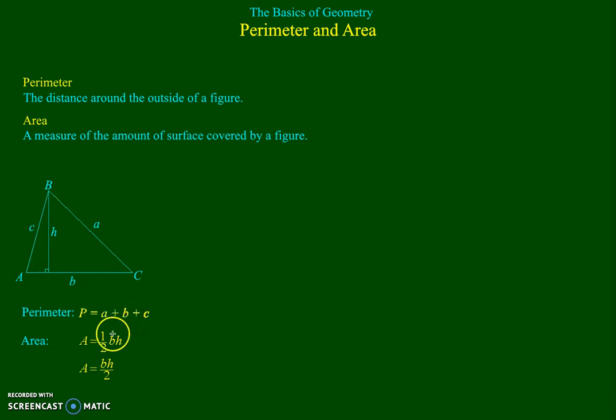The area of a triangle, hopefully you remember, is 1/2 base times height. Mathematically, this can be rewritten as base times height divided by 2. Sometimes this form will be more convenient, sometimes that form will be. It just depends on the algebra of the situation which one you should write, but they both mean exactly the same thing mathematically.